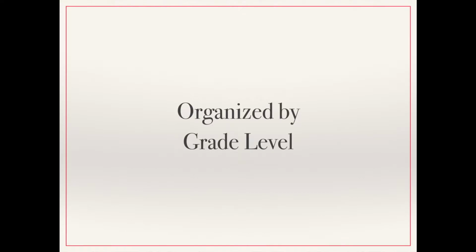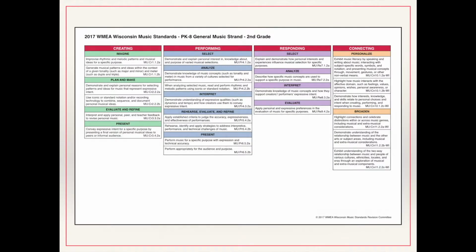Here's a sample of the PK through 8 general music strand organized by grade level. As you can see here, this particular copy is designed for second grade, and you see the creating, performing, responding, and connecting are all included. The color coding is present, as you see highlighted on the creating area, all in green. And finally, the numeric identifier is moved to the bottom right-hand corner of each box.